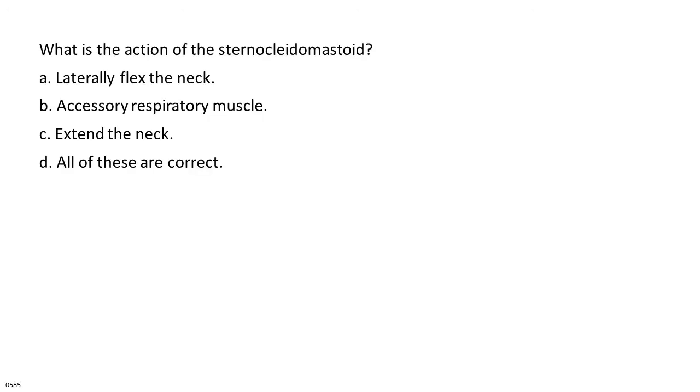What is the action of the sternocleidomastoid? A. Laterally flex the neck. B. Accessory respiratory muscle. C. Extend the neck. D. All of these are correct.